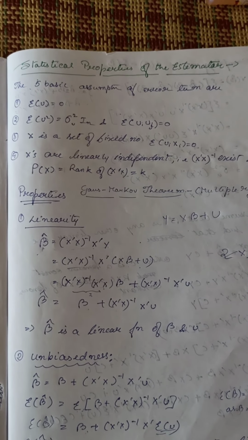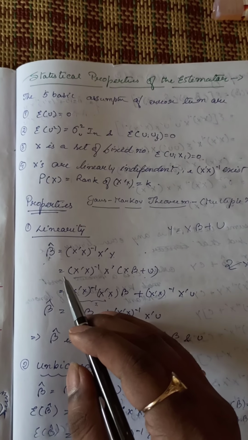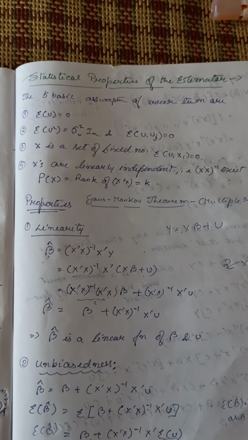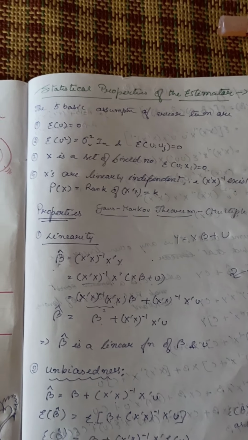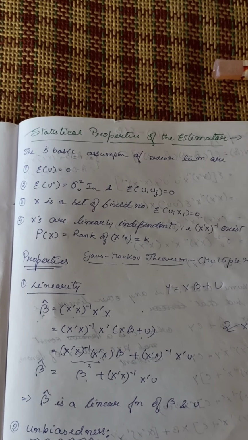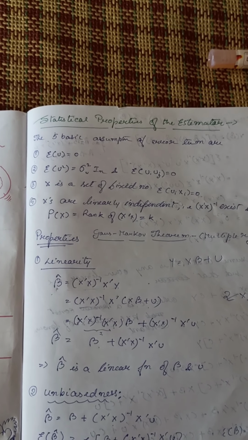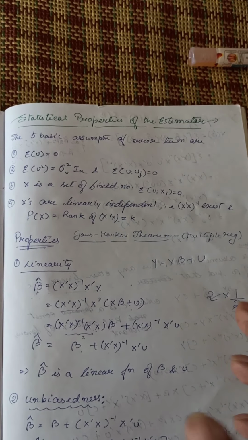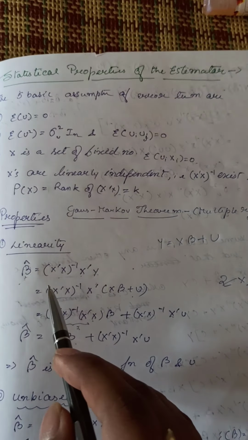If the three properties are satisfied, then we will call beta cap a BLUE estimator, or the best linear unbiased estimator, in case of a multiple regression model. So basically we will see that it satisfies the BLUE property, and we can say that the OLS estimator, whether in a multiple regression model or a single regression model, satisfies the BLUE property. Let us start with the linearity property.